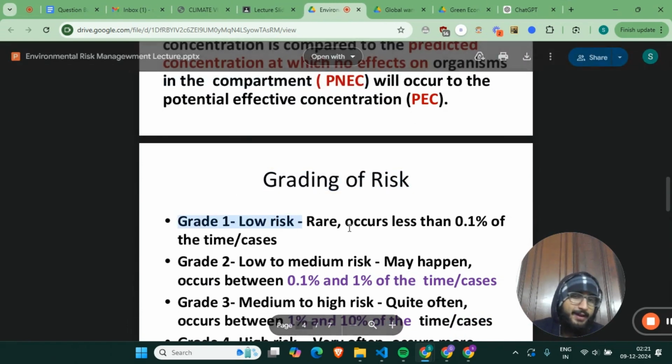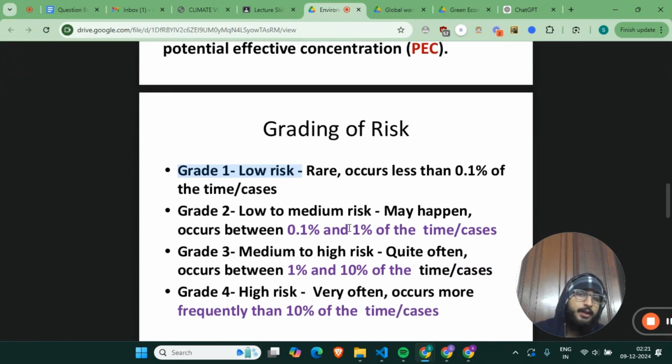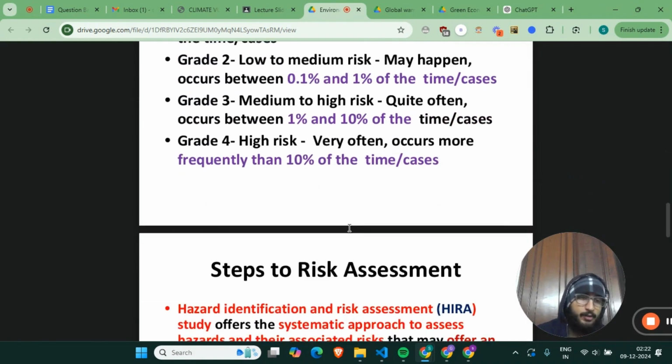Okay, so grading of risk. Grade one is low risk, rare, occurs less than 0.1% of the time. Grade two, low to medium risk, may happen, occurs between 0.1% and 1% of the time or cases. Grade 3 is medium to high risk, quite often, occurs between 1 to 10% of the time. And grade 4 is high risk, very often, occurs more frequently than 10% of the time.